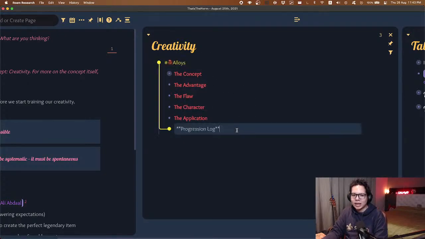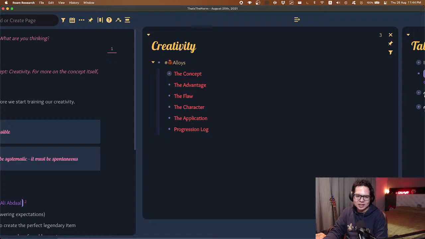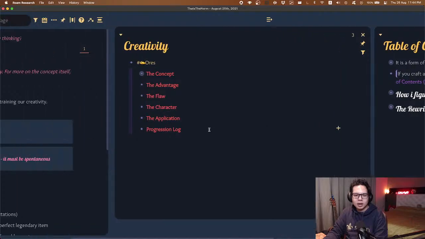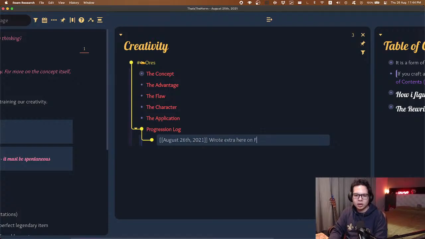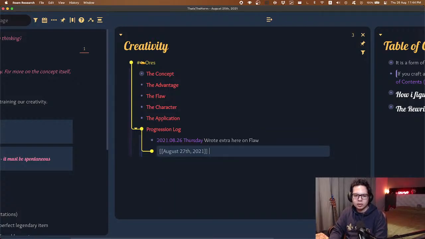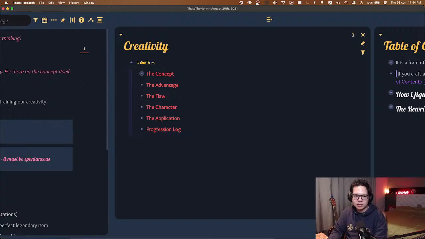And the plant equivalent is seedlings, trees, and so on. I forgot. Anyway, mine is ores, alloys, and weapons. Technically this is supposed to be an ore because I haven't actually posted this, so I'm just going to put that there. But sooner or later, it's going to be like, today I wrote extra here on flaw, and tomorrow it's upgraded to an alloy or something like that. But for now, that's still pending in terms of its usefulness.